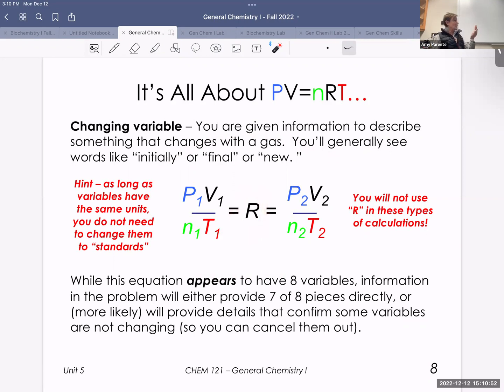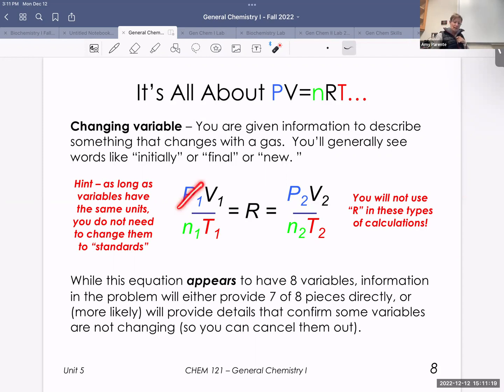And so if we change any of these properties, the other ones will adjust so that we maintain that equality. So a changing variable problem, when you're looking at it, you'll see things where maybe you're given 2 temperatures, or a couple of pressures or a couple of volumes, and it's asking, how does the other piece change? Very often with problems like this, you're not going to have an 8 variable problem.